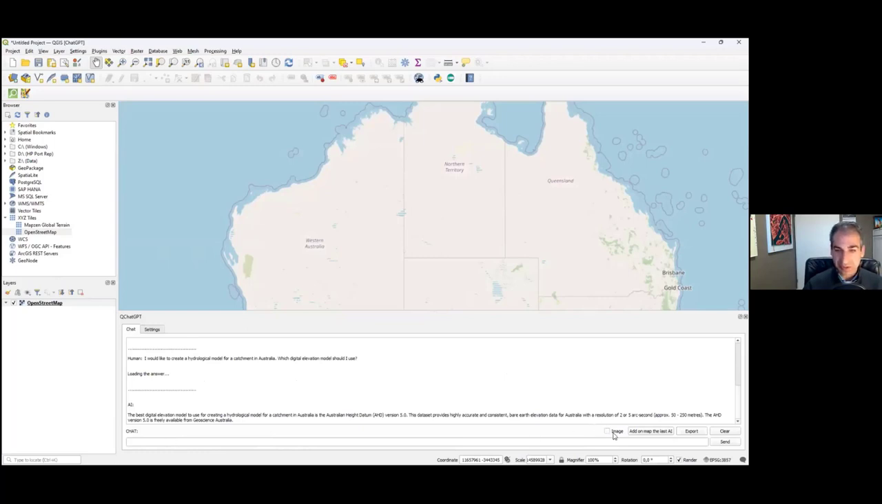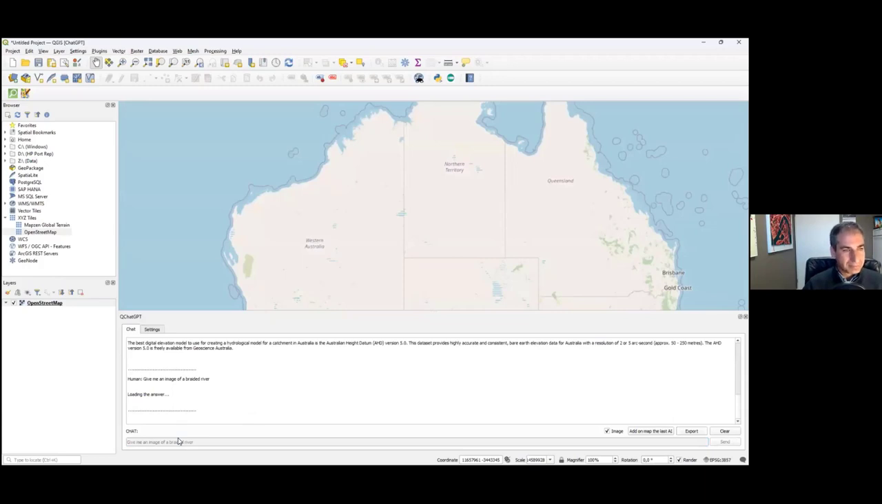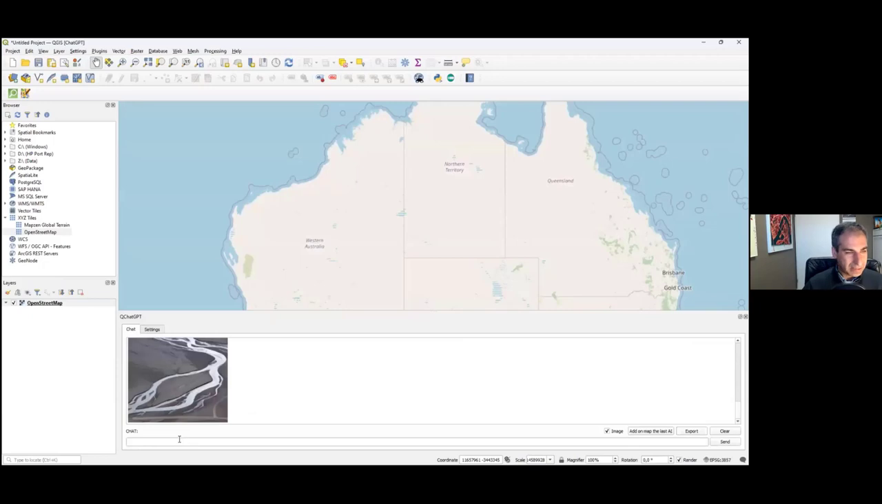So if you want an image that you want to use on maybe your final map product, you can say, give me an image of a braided river. Let's see if it can do that. And here it generates an image. So you can use it for generating images.